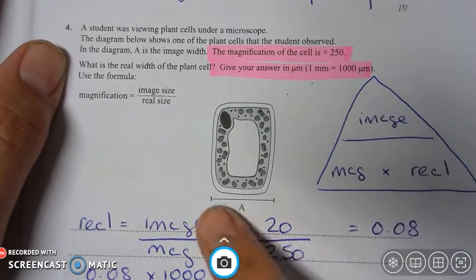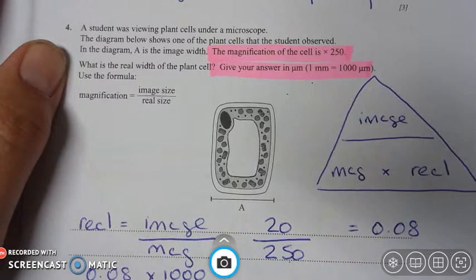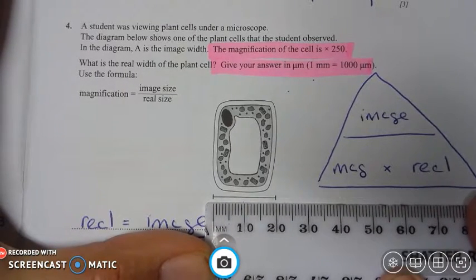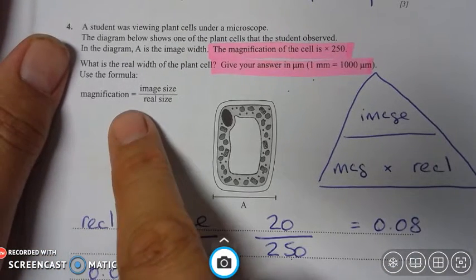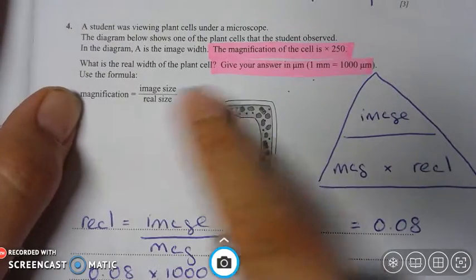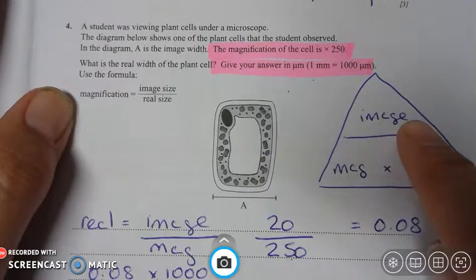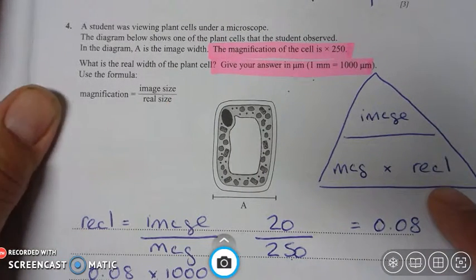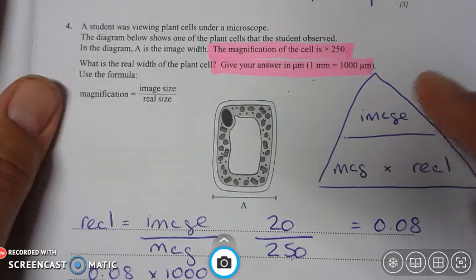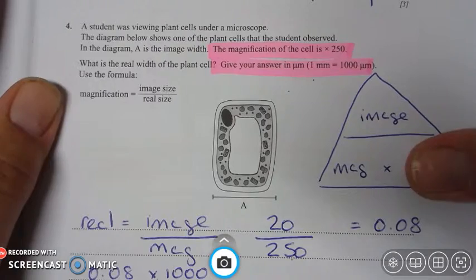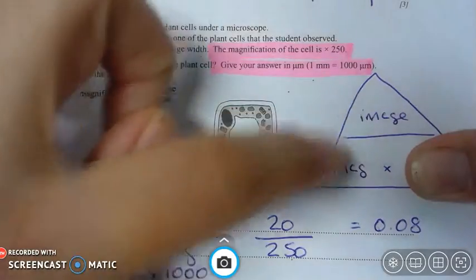Okay, well I can't measure micrometers because they're just too small, but what I can do is measure using a ruler. So if I put my ruler onto there, I can measure and see that that is 20 millimetres wide. So all I've done here is I've taken that calculation first of all and I've put it into a triangle. So there's the divide line, image size above, magnification, real size. So I need to find out the real size. So if I cover that over, my calculation is image divided by magnification.